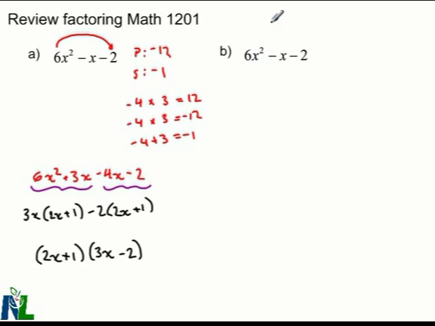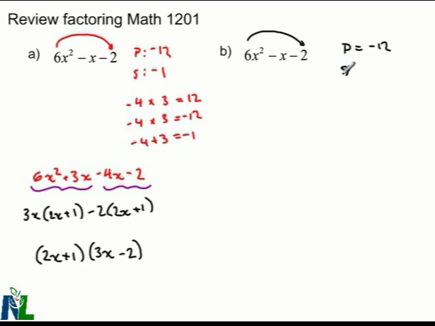The second method we'll look at for factoring trinomials when we don't have an a value of 1 is what we refer to as the box method. The box method begins with a similar approach to decomposition. Once again, because we can't factor the 6 out or divide all terms by 6, we're looking for a product of a times c, which is negative 12.